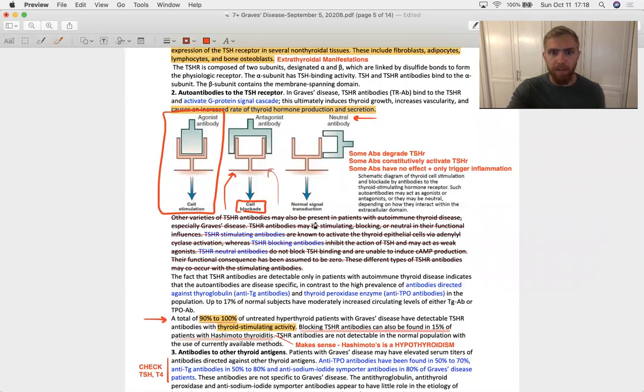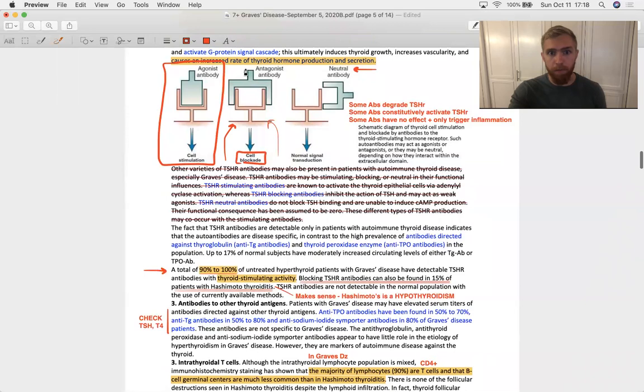And that makes a lot of sense to us because Hashimoto's thyroiditis is going to give you ultimately a hypothyroidism. So if the TSH receptor can't work, you're not going to make thyroid hormone. And in Hashimoto's, TSH in the blood is going to be up, but T4 is going to be down, which is the opposite of Graves', in which TSH is going to be down, but T4 is going to be up.